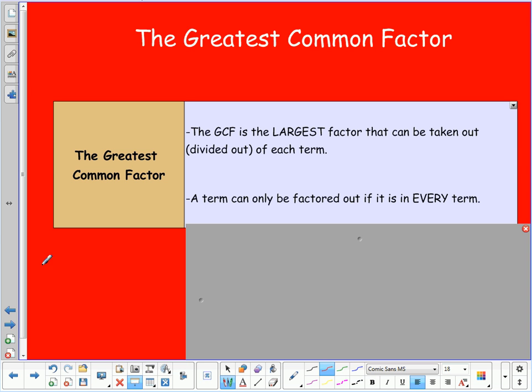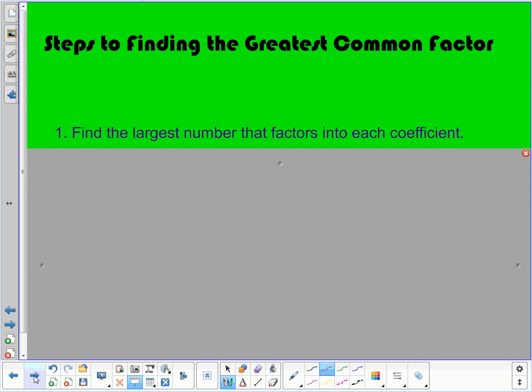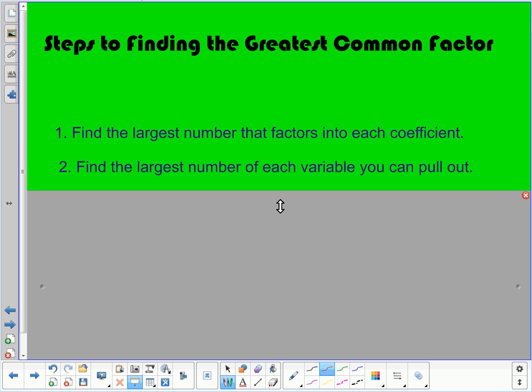Now here are our steps for factoring out the greatest common factor. We have to look at two parts: we've got coefficient parts and we also have variable parts. The first thing is I'm going to find the largest number that goes into each coefficient. Then, after that, I'm going to find the largest number of each variable that's in each term. So find the most variables you can take out of each term.